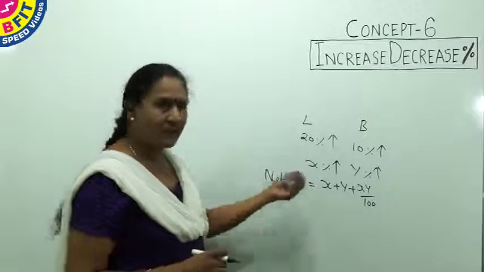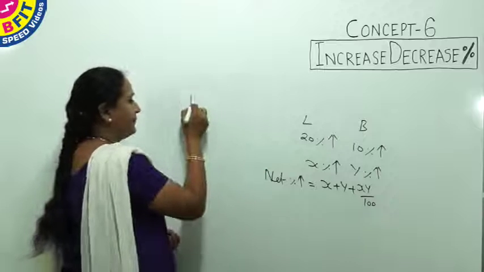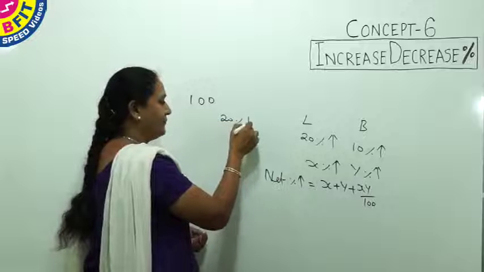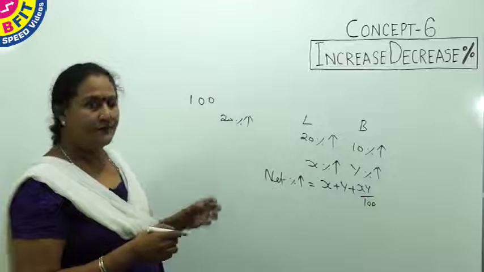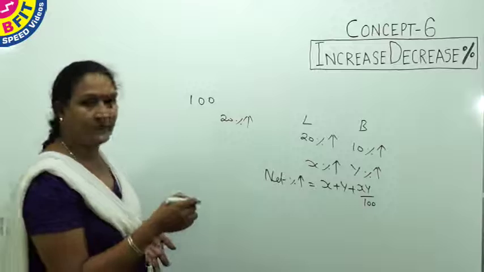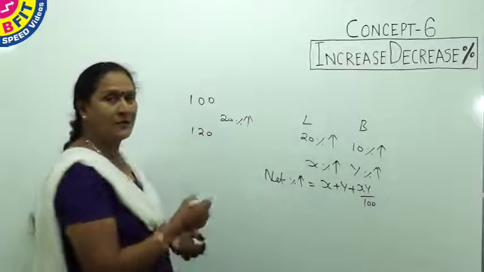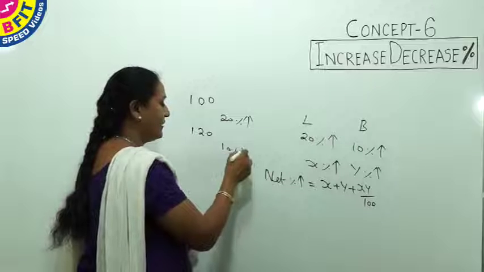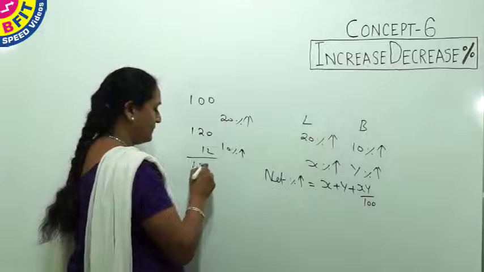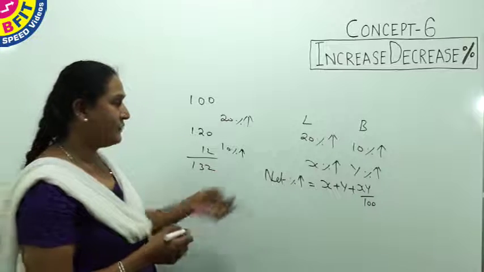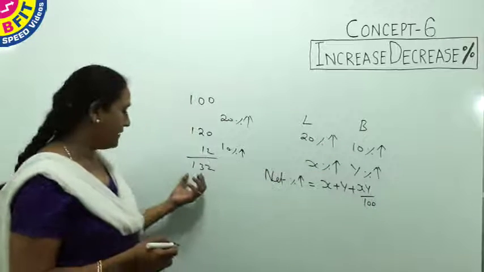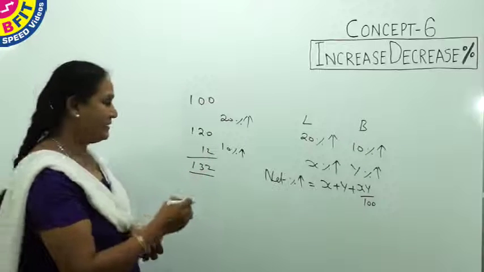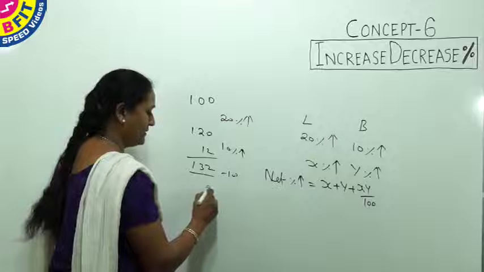So here, let us see how this working comes. Suppose the area is 100. If length is increased by 20%, what is 20% of 100? It is 20. So it becomes 120. And now again it is increased by 10%. What is 10% of 120? It is 12. The area becomes 132. So instead of 20 plus 10, 30, the area we have got is 132. From 100 it has come to 132. Now what is the increase? Subtract 100, the increase is 32%.